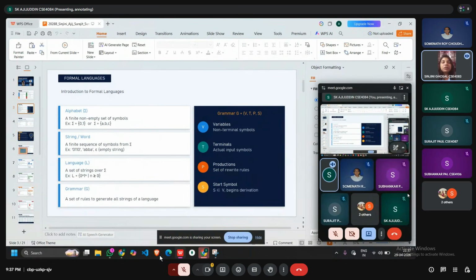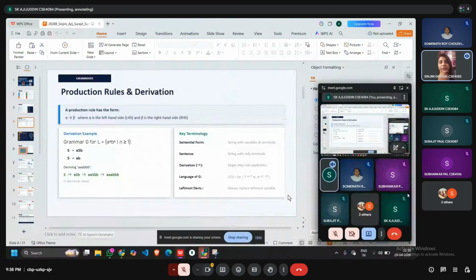So here come formal languages. Alphabet. Now, what is an alphabet? Alphabet sigma means a set of symbols, just letters like 0, 1 or A, B. A string means a sequence of symbols like 0, 1, 1, 0 or A, B, B, A. A language means a collection of strings. Now, grammar means a rule system that generates strings. It is written as G equals V, T, P, S, where V is variables, T is terminals, P is productions, and S is the start symbol. So simply, grammar means rules to generate valid strings.